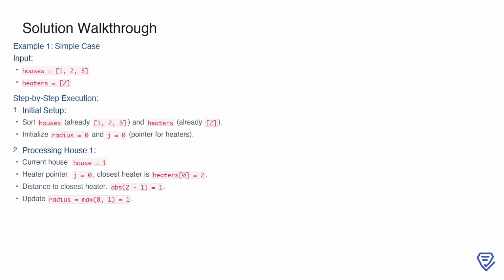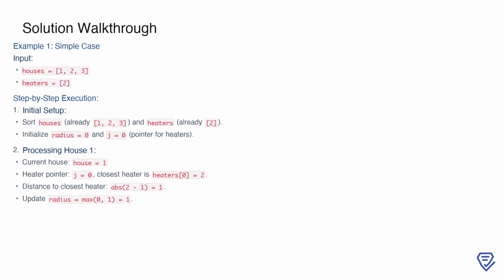In this example, we start with the input houses equals 1, 2, 3, and heaters equals 2. The first step is to sort both arrays, although in this case, they are already sorted. We then initialize two variables, radius, which keeps track of the maximum distance between any house and its nearest heater, and j, a pointer to navigate through the heaters array.